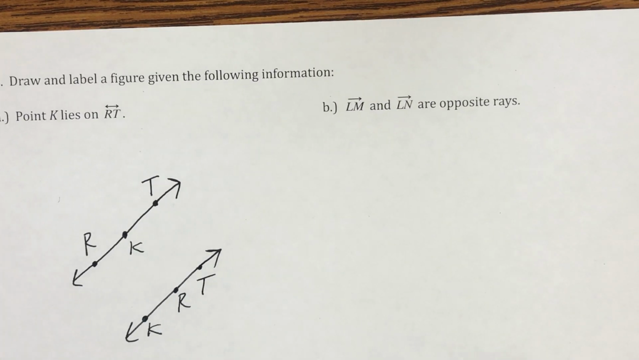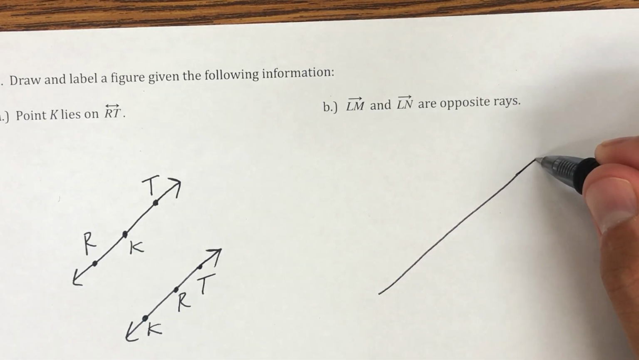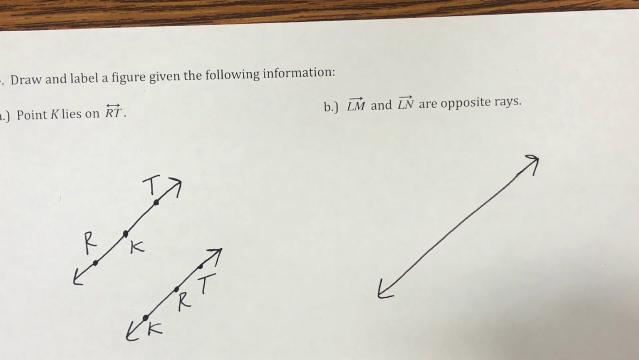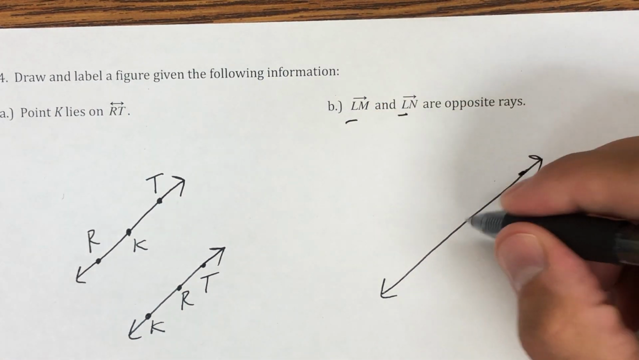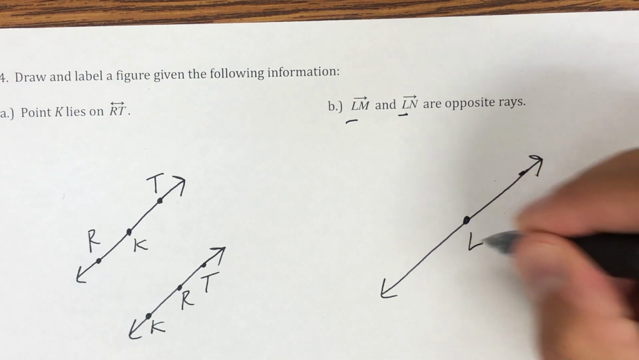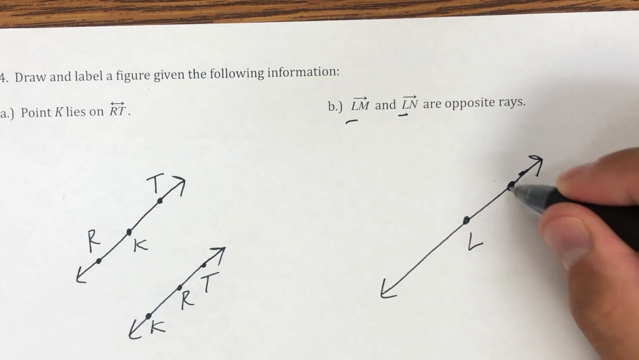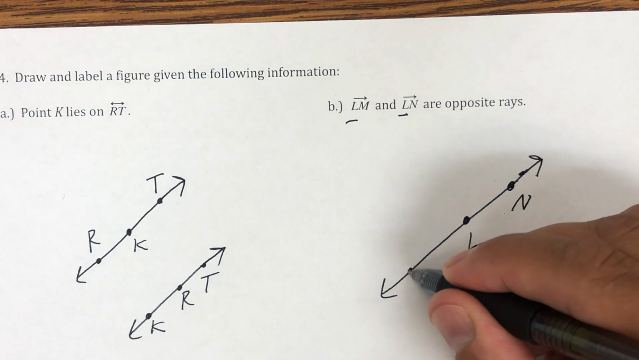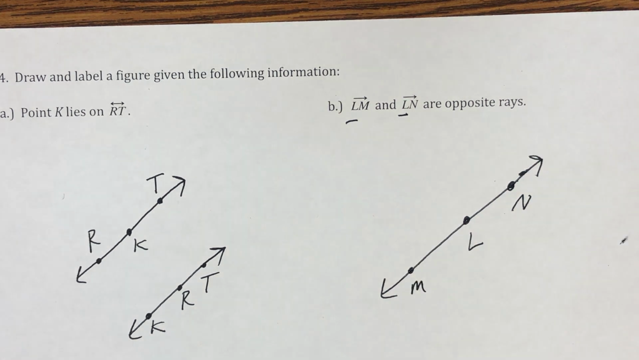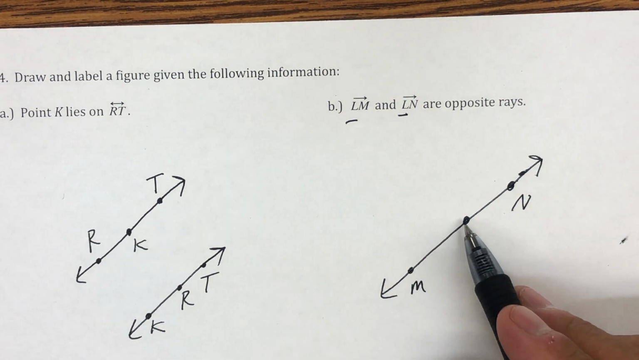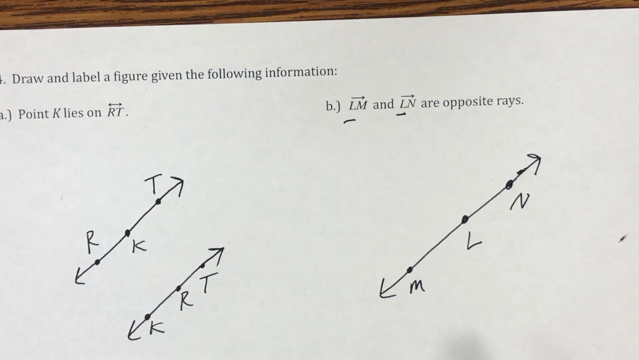The opposite rays. Keep in mind, opposite rays make a line. So I'm just going to make a line. Opposite rays. The common endpoint is L. So L needs to be in the middle. Now N could go up to here, and M could go down this way. I have my opposite rays, LM and LN. They make a line.